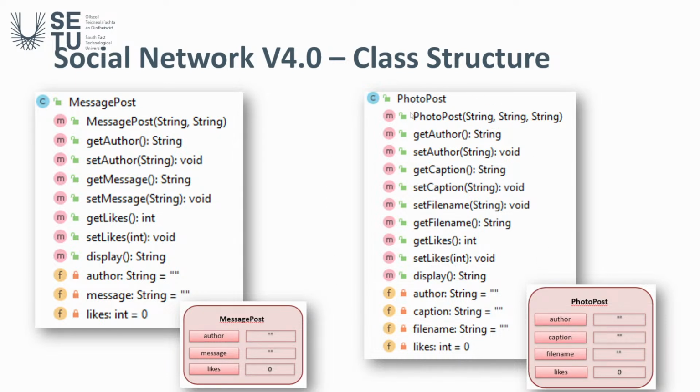We're also going to have another class, and this other class has a constructor. It has a setter and getter for author, a setter and getter for caption, a setter and getter for file name, and a setter and getter for likes. It has a display, and it has the fields author, caption, file name, and likes. So this here is our object for message post, and this here is going to be our object for photo post. Social network version 4 is going to have a class that allows us to store messages, and a class that we can create photo objects from.